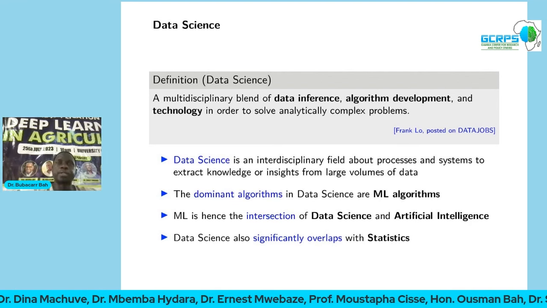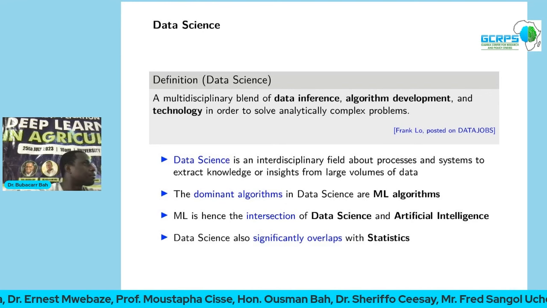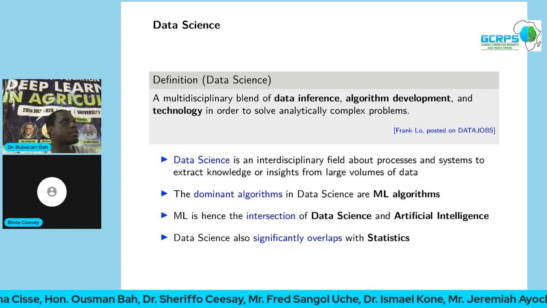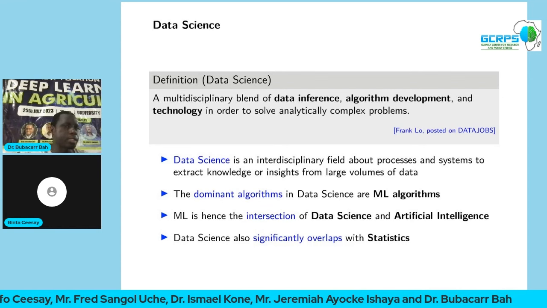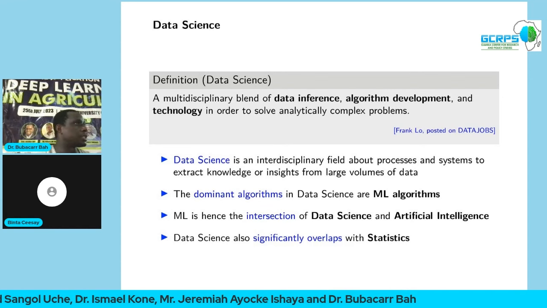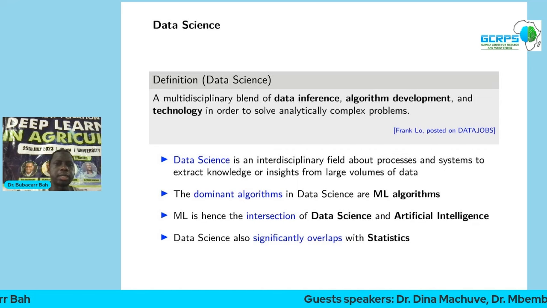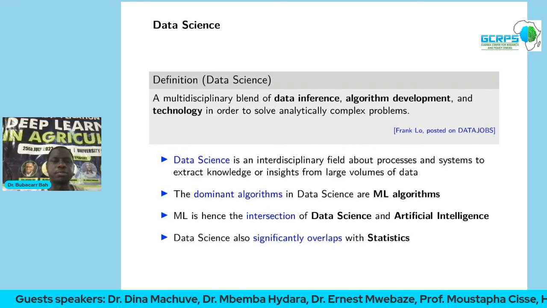So there's a whole spectrum, okay? From data inference, which would be perhaps a lot of statistics and mathematics, all the way to technology development. So it spans the whole spectrum. And you can see therefore this overlaps with AI significantly. AI does all that, right? So for data science, I took many definitions. This one I took from Frank Lowe. He used to have a blog called Data Post, okay?